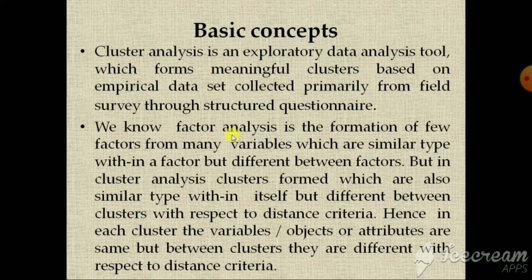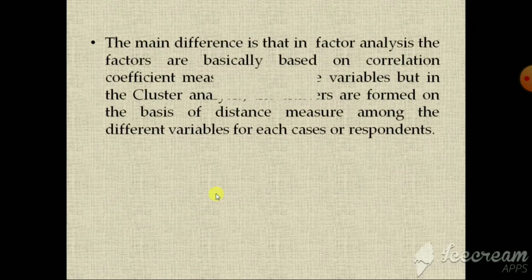Comparing with factor analysis, we know that factor analysis is the formation of a few factors from many variables which are similar within a factor but different between factors. But in cluster analysis, clusters are formed which are also similar within themselves but different between clusters with respect to distance criteria. Hence, in each cluster the variables, objects or attributes are the same, but between clusters they are different with respect to distance criteria.